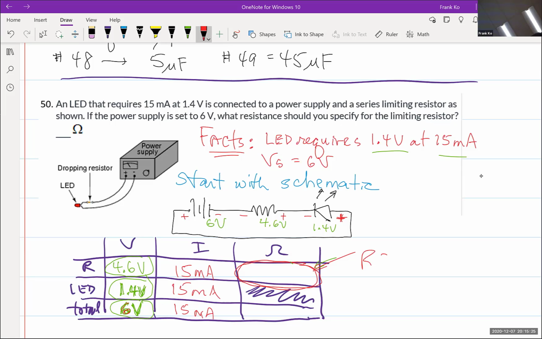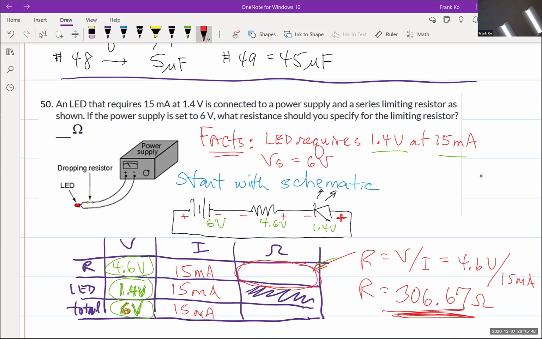So R is equal to V over I, which is equal to 4.6 volts over 15 milliamps. So the R in this case calculates to be, Wei Ji? 306.67 ohms. Is everybody good with that number? Everybody understands why?